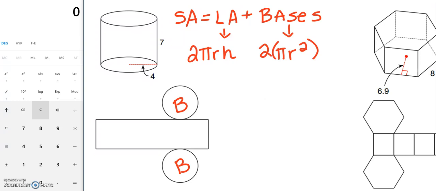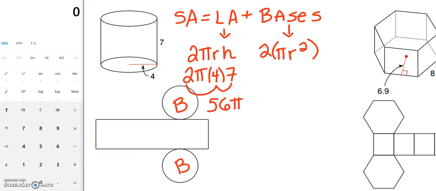Now for your lateral area, let's write down that we have 2 pi, our radius is 4, and the height of our cylinder is 7. And now let's go ahead and multiply and solve. So we're going to do 2 times 4, which is 8, and then 8 times 7, which is 56. So all 3 of those numbers multiplied together gives me 56 pi, and I'm just going to keep it in terms of pi because my base is also in terms of pi.